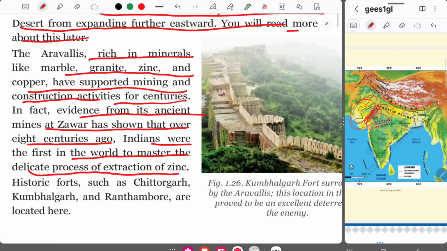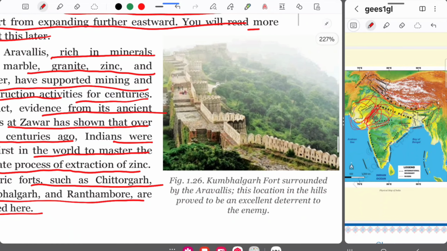Historic forts such as Chittorgarh, Kumbhalgarh and Ranthambore are located here. One of the images of this Kumbhalgarh fort is given here. See, this is the image. Kumbhalgarh fort is surrounded by the Aravallis. This location in the hills proved to be an excellent deterrent to the enemy.